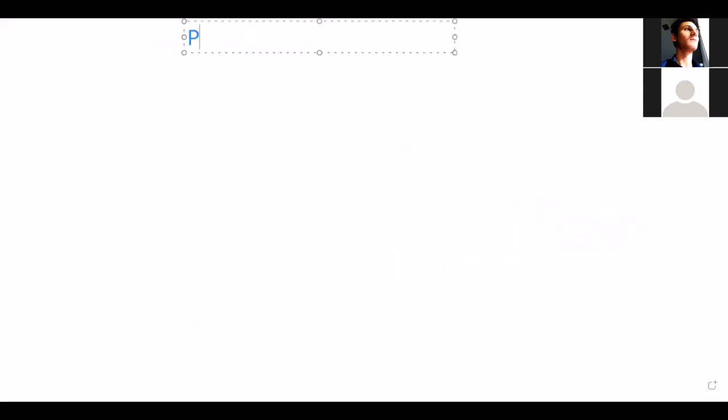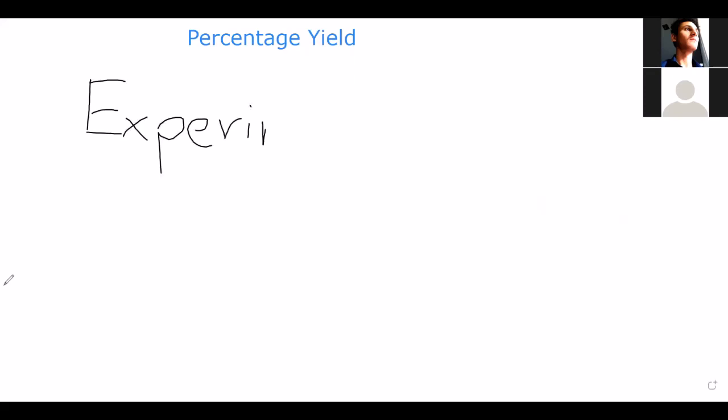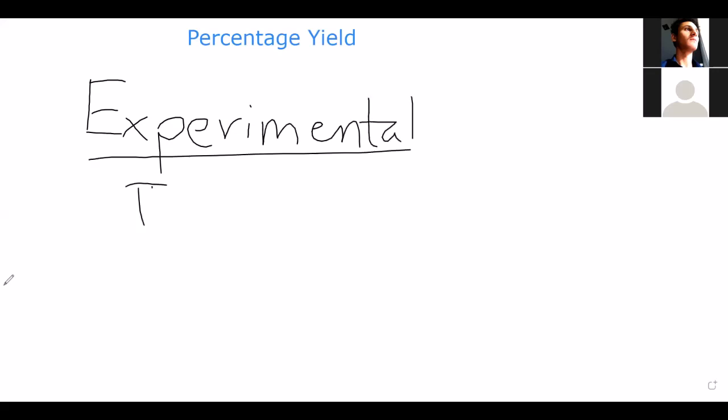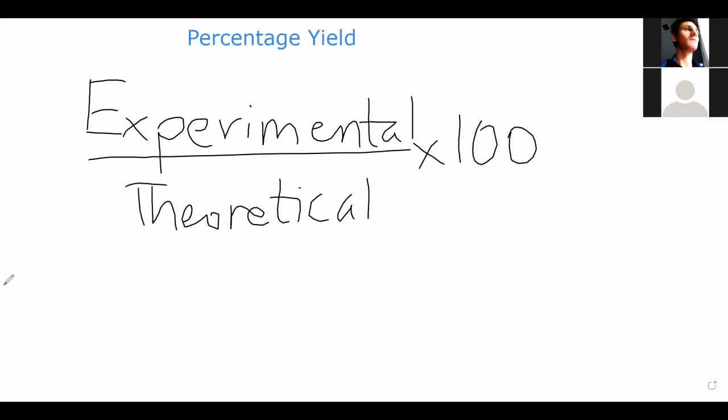The next topic is percentage yield. The formula for percentage yield is experimental value upon theoretical value into 100. Now the experimental value is always given in the question, while the theoretical value you find from the given data.